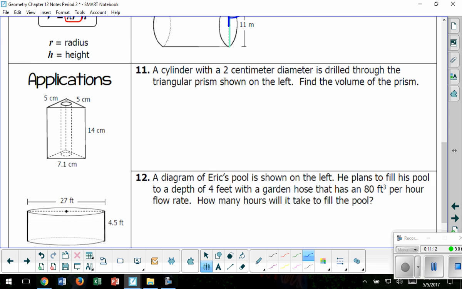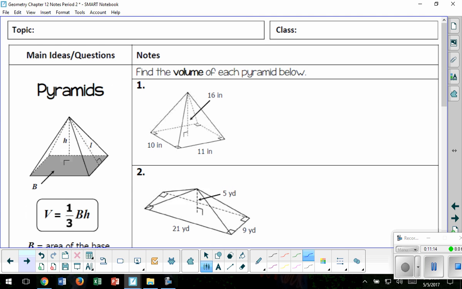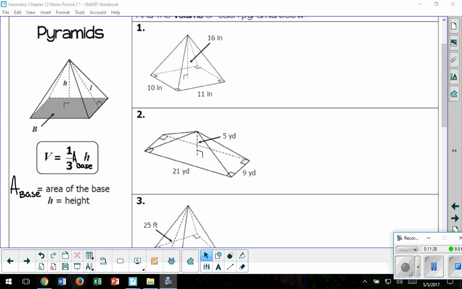It's a challenge. It's a good challenge. Pyramids. Okay. Pyramids. Okay, area of the base. What does this area of the base look like? Square. Square. Okay, it's a square. Right?